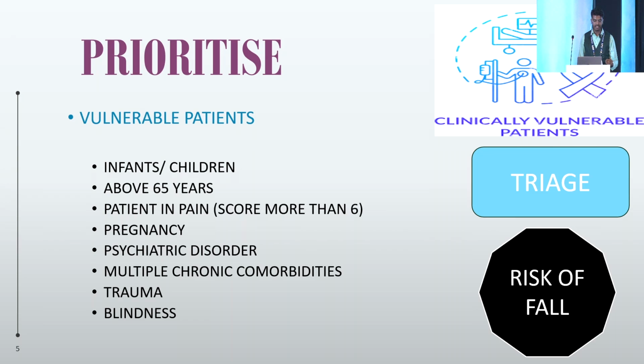These are the three P's that you need to remember: pain, pregnancy, and psychiatric disorders. Multiple chronic comorbidities, trauma, and lastly, blindness. Blindness referring to non-correctable blindness, which can lead to risk of falls, etc. So these are the patients you need to be very concerned about as far as prioritizing for daycare surgery.